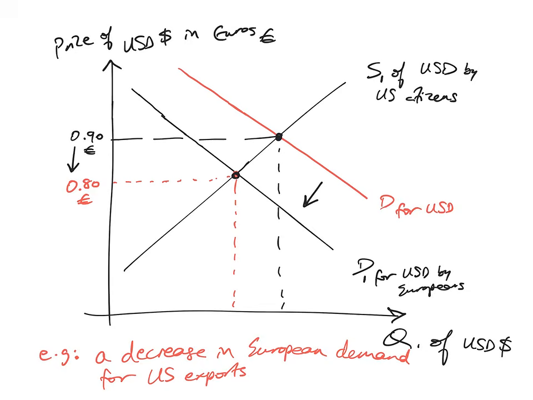Let's have a look at a different example. Let's assume there's a decrease in European demand for US exports. So Europeans are not really demanding as many American exports as before. You can see that this leads to a decrease in the demand for the US dollar by Europeans, which causes the value of the currency to depreciate.